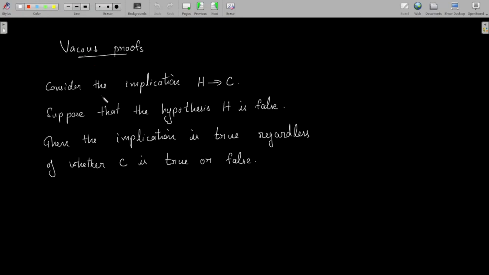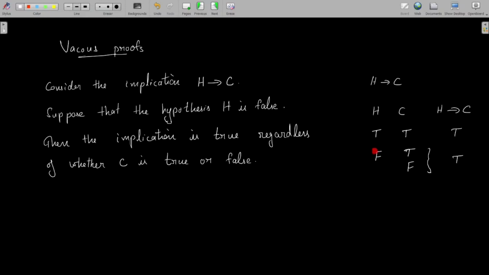Vacuous proofs. Consider the implication H implies C. We have a hypothesis H and it implies the conclusion C. Suppose that the hypothesis H is false. You know how to draw the truth table of H implies C. If H is true and C is true, H implies C is true. What happens if H is false? If H is false, then whether C is true or false, in both cases H implies C is true.